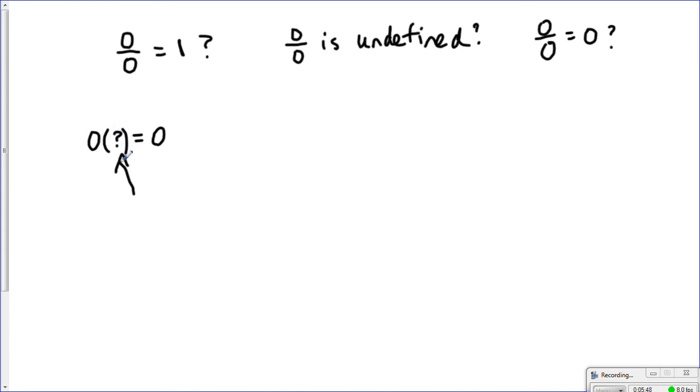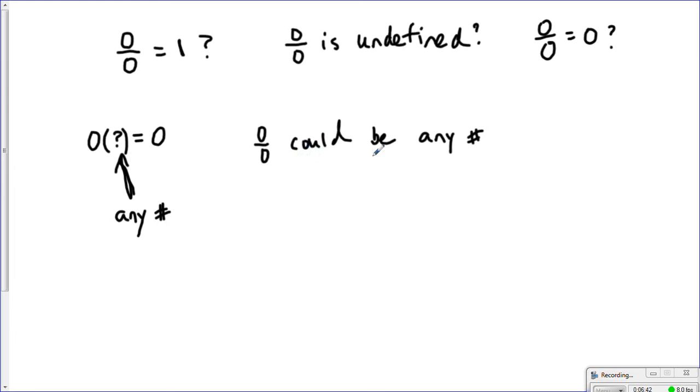What could fit in here? Think about that. Pause the video if you want to think about it for a few minutes. As it turns out, anything could fit in there. Any number could fit in there. So what we have concluded is that 0 divided by 0 could be any number. And in fact, it could be no number at all. It could also be undefined. But you can very easily see how it could be any number, because 0 times anything equals 0.